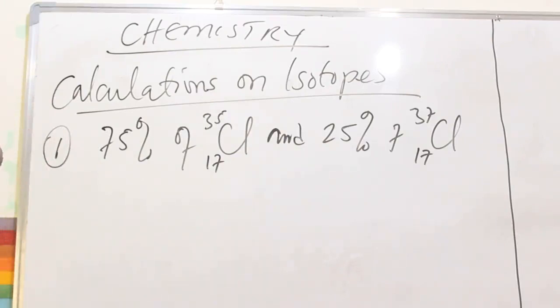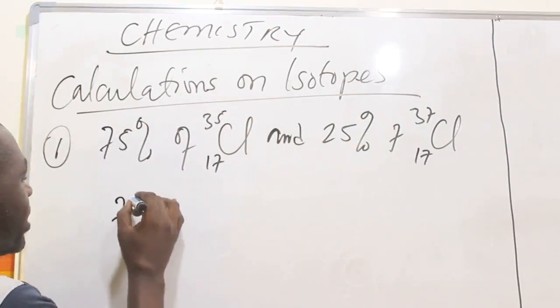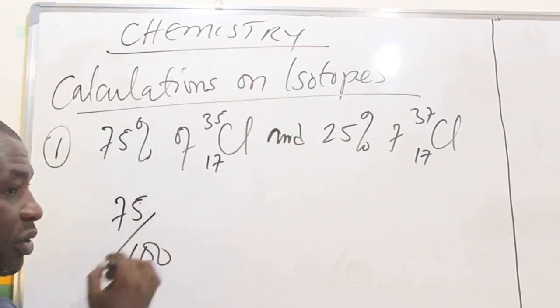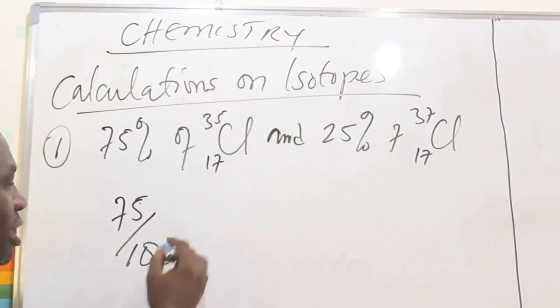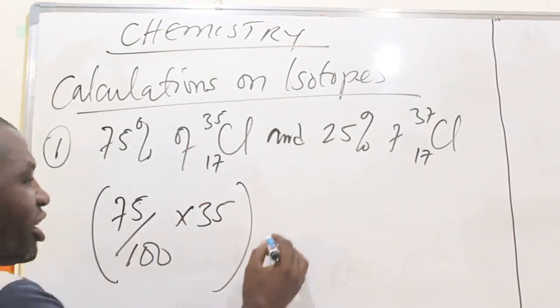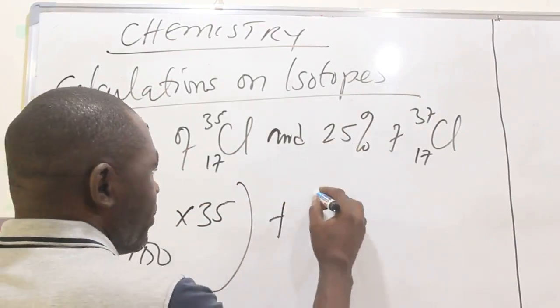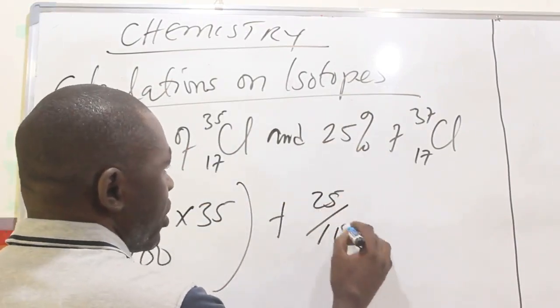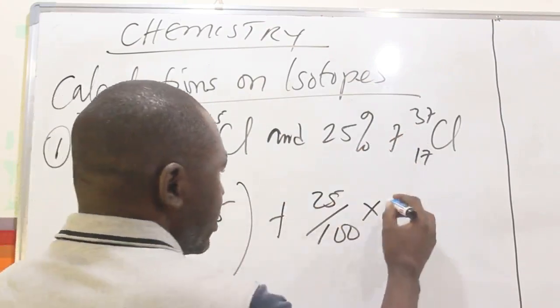So how do we go about it? This one, the percentage, 75% means 75 over 100. Multiply it by the mass, which is 35. Okay, whatever answer you have here, you add it to this one. 25% means 25 over 100 times the mass, which is 37.